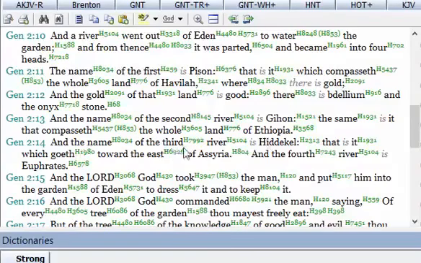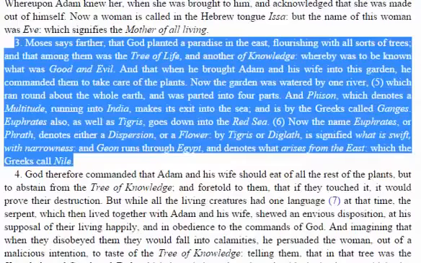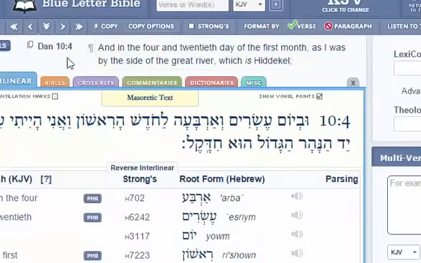It says, and the name of the third river is Hiddekel. That is it which goeth towards the east of Assyria. Now, I have a scripture here in the book of Daniel, the 10th chapter, the 4th verse. It says, and in the four and twentieth day of the first month, as I was by the side of the great river, which is Hiddekel. Now, Hiddekel is the Tigris River.